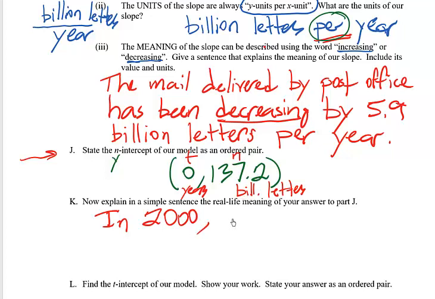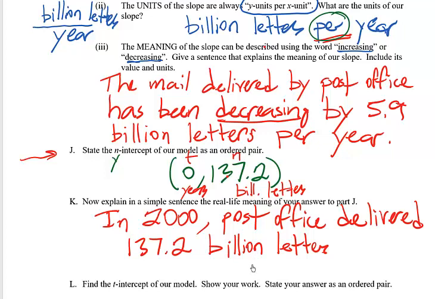In the year 2000, the post office delivered 137.2 billion letters. The y-intercept, or in this case the n-intercept, always turns out to be some sort of starting value. Our starting year in this problem was the year 2000. And so the n-intercept is telling us, here's what happened back then, according to our model. So back then, they were delivering 137.2 billion. True, I have no idea. That would simply be the case according to the pattern we have from our linear model.